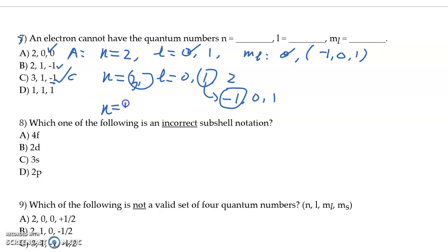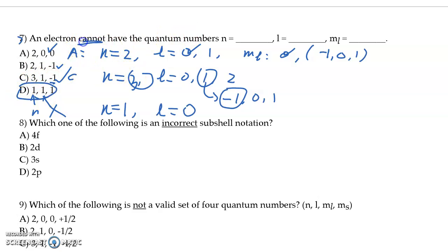When n is equal to 1, the allowable L will be only 0, because L is from 0 all the way to n minus 1. So 0 is the only one. We cannot have n equal to 1 and L also equal to 1. So that cannot be. So this one is the answer over here.